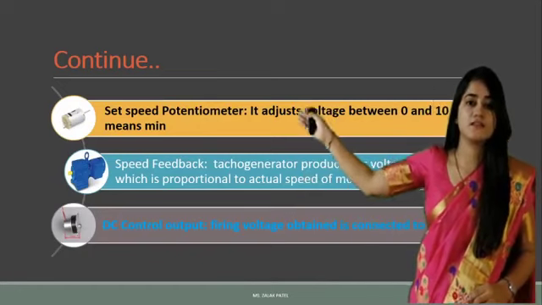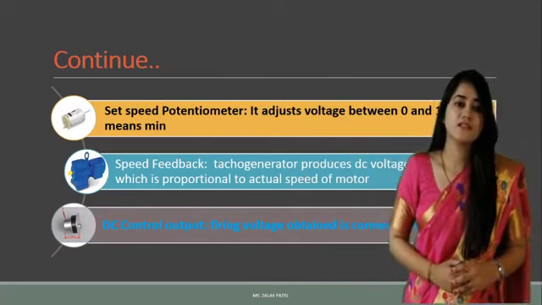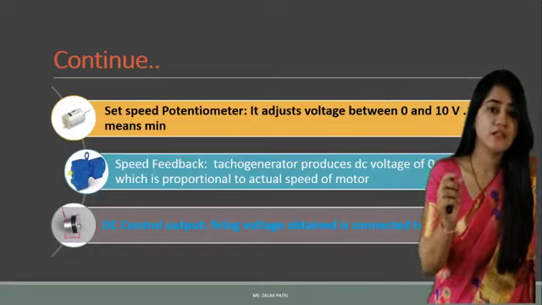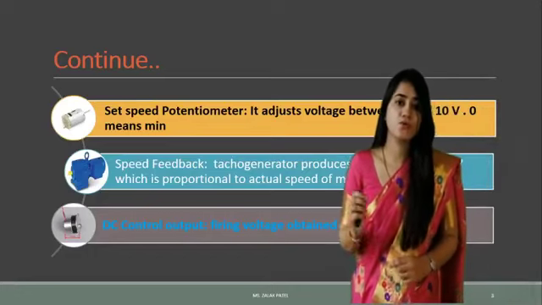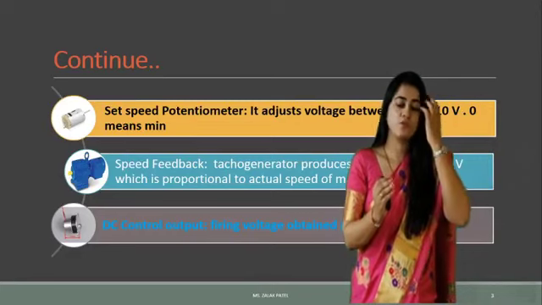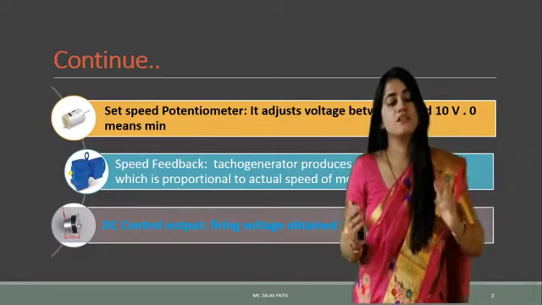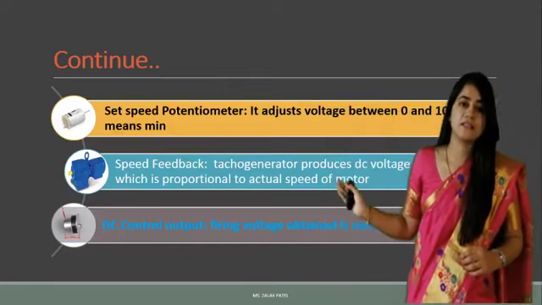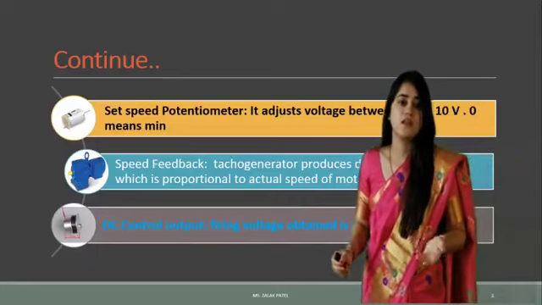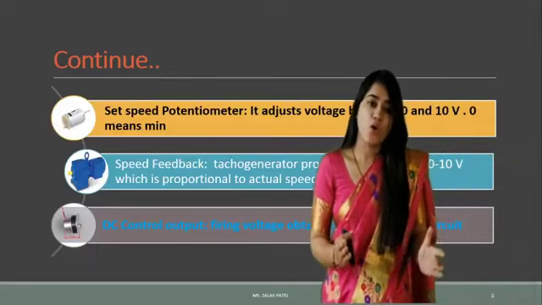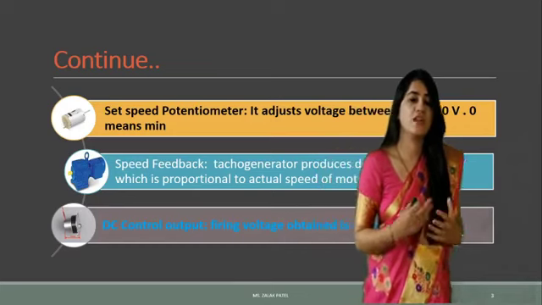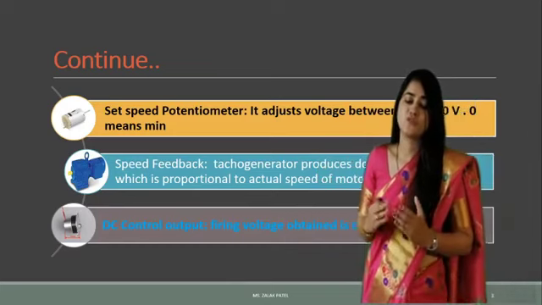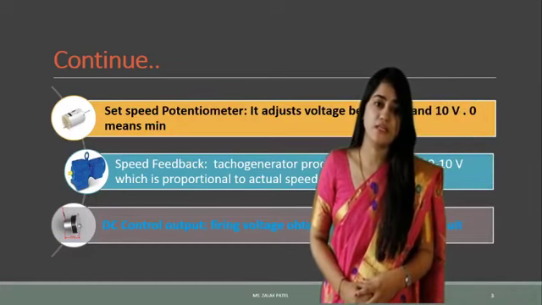So mainly the DC drive's operation is divided into three categories. The first category is the set speed potentiometer. Here the set speed potentiometer adjusts the voltage. For the DC drive we consider the voltage range from 0 to 10 volt, so 0 is the minimum voltage level and 10 volt is the maximum voltage level. Here for each part the speed feedback is given. Speed feedback is necessary in the case of the tacho generator, because the actual speed is calculated from the value of the DC voltage, which is proportional to the actual speed.